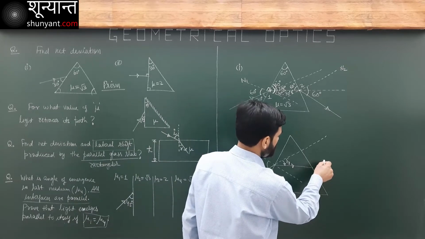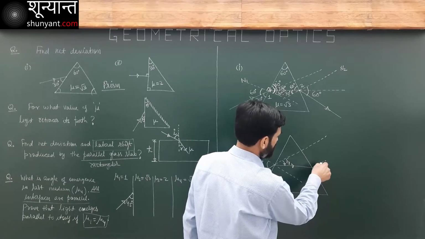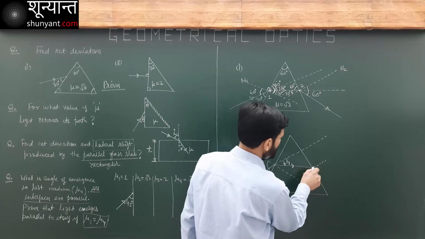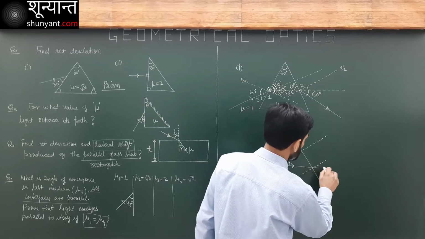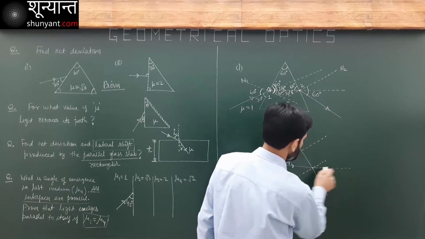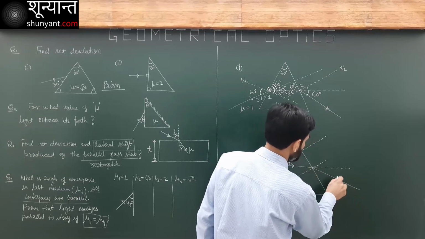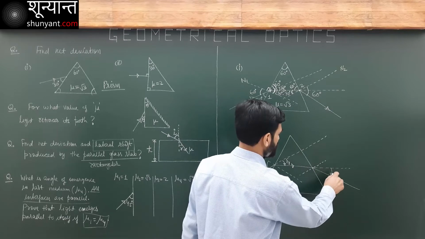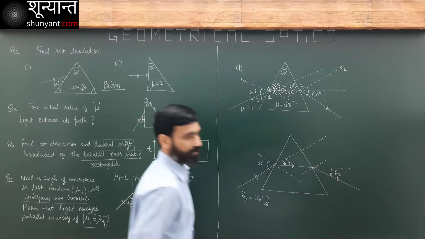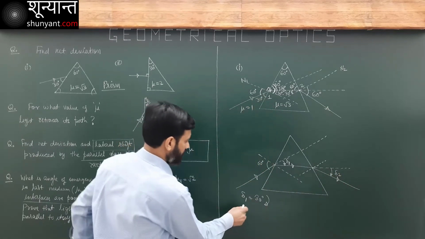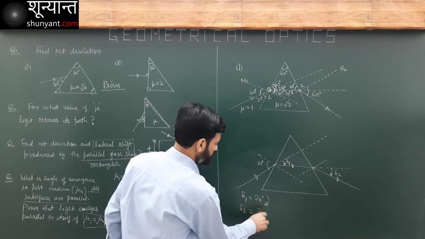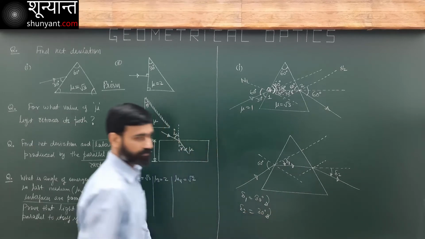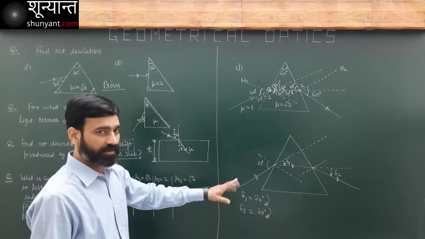Here again there is deviation. This is my normal here. Again it gets deviated. This is the original direction. It gets deviated like this. This is the second deviation, delta 2. From here we can easily see that delta 2 also is 30 degrees clockwise. Both deviations are 30 degrees clockwise.